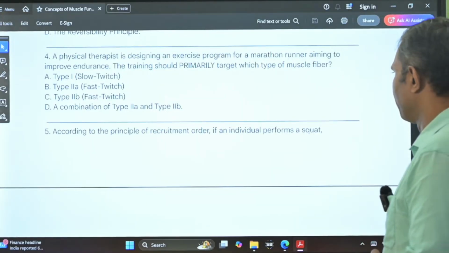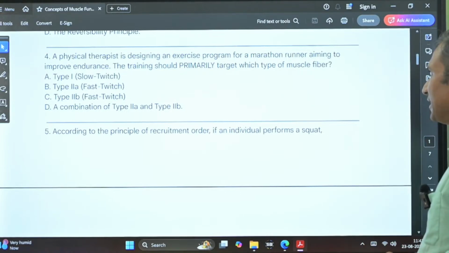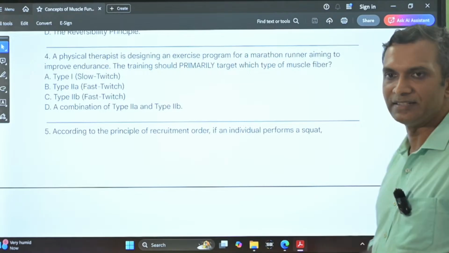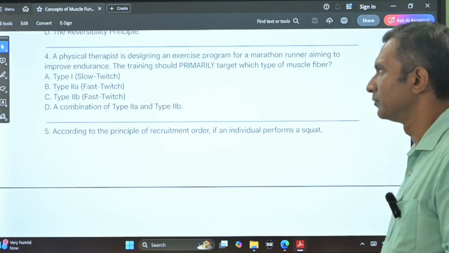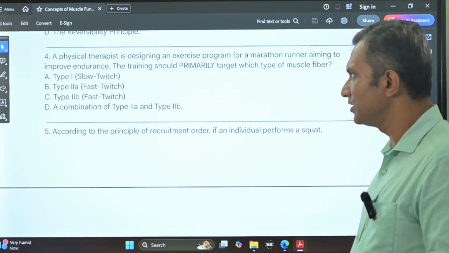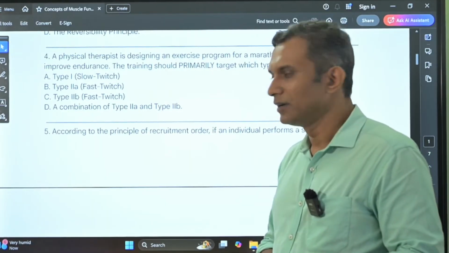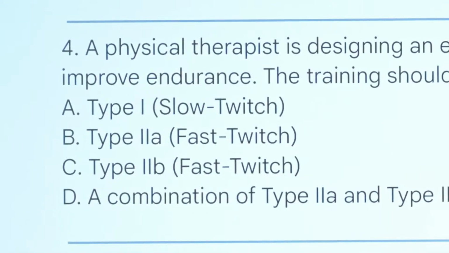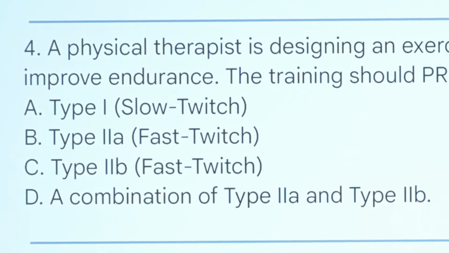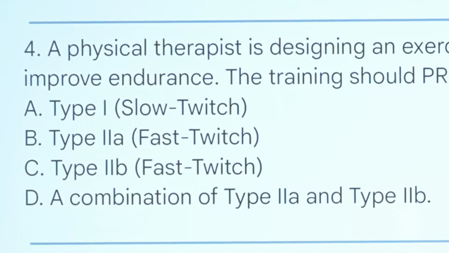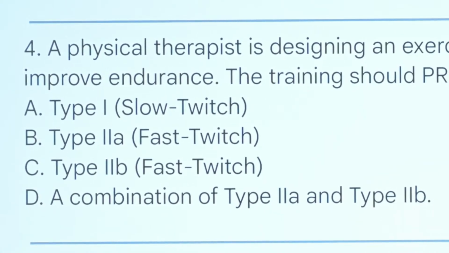Question number 4. A physical therapist is designing an exercise program for a marathon runner aiming to improve endurance. The training should primarily target which muscle group? A, Type 1, slow twitch. B, Type 2A, fast twitch. C, Type 2B, fast twitch. D, a combination of type 2A and type 2B. Select the best choice. The training should primarily target which type of muscle fiber?